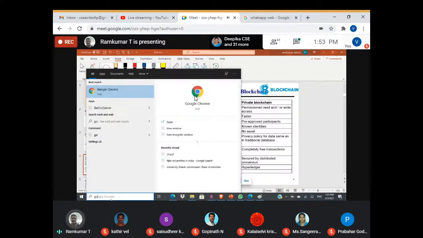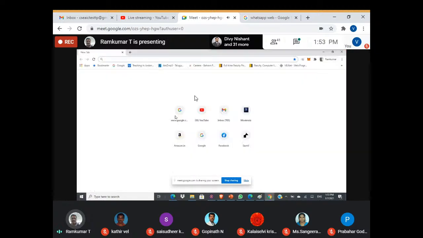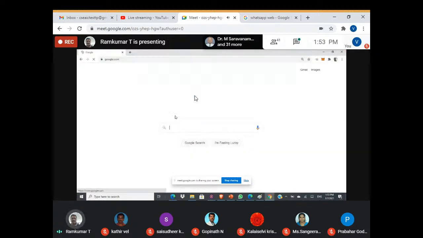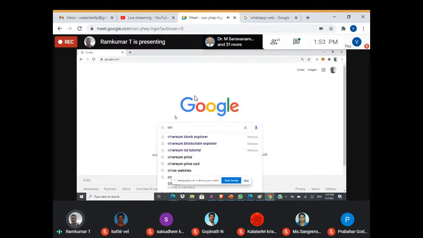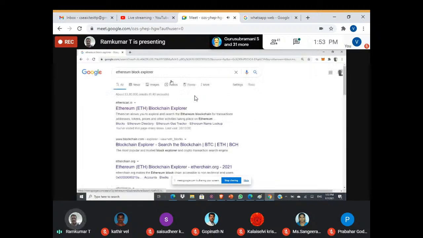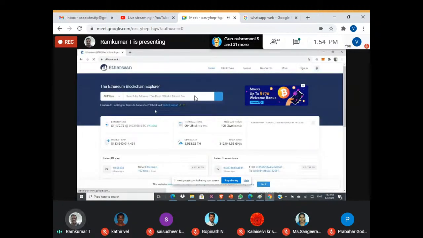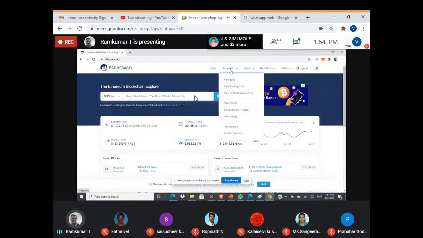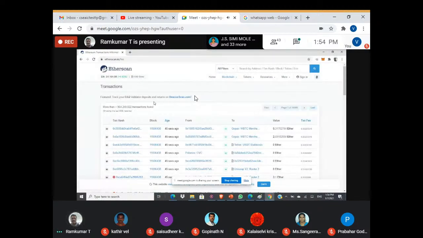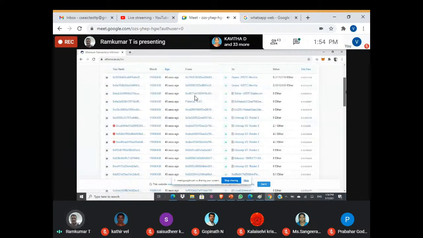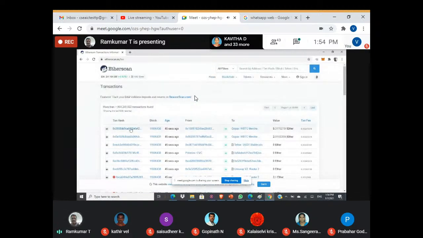Suppose I'm talking about Ethereum right now, since my job is to explain Ethereum. If I'm talking about the Ethereum block explorer, where all the transactions are noted down, at etherscan.io, there I go for the blockchain and view transactions. If you click this, then you will get all the transactions happening in real time, right?